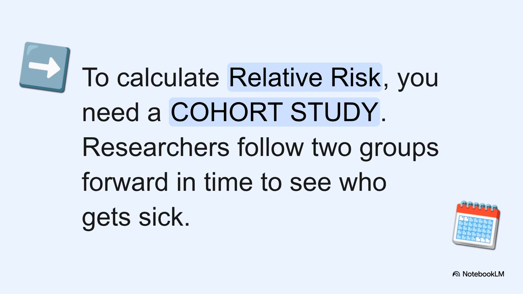Now, to get those risk numbers in the first place, you need a very specific kind of study. It's called a cohort study, and this is the classic forward-looking approach. You find one group that's exposed to something, another group that isn't, and then you wait. You follow both groups forward through time to see who eventually develops the disease.